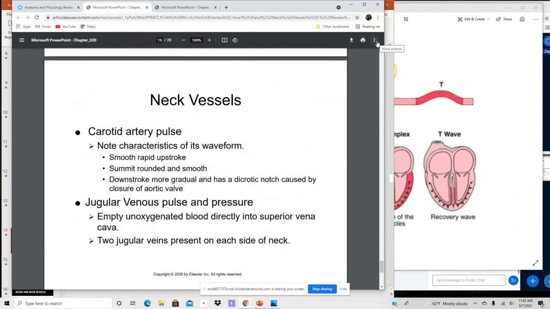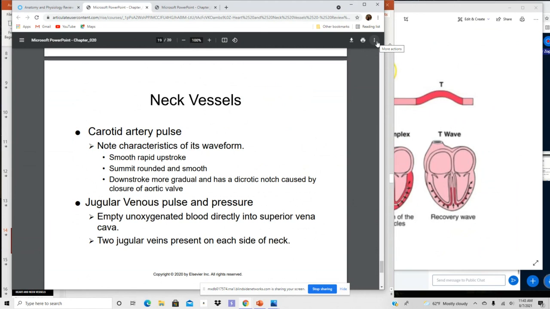Now we're going to talk about the neck vessels. The carotid artery pulse has different characteristics of its waveform. It has a smooth, rapid upstroke. Its summit is rounded and smooth, and its downstroke is more gradual and has a dicrotic notch caused by closure of the aortic valve.